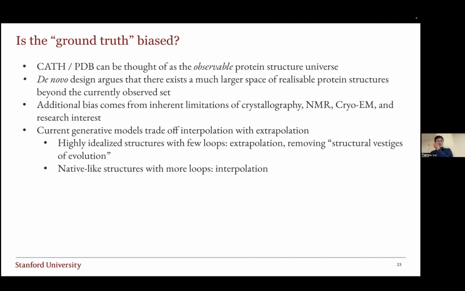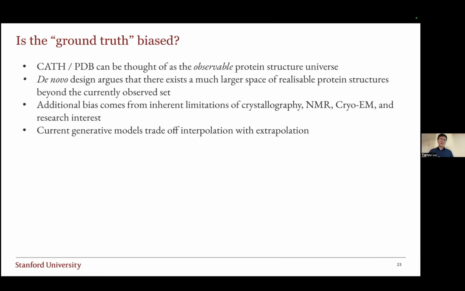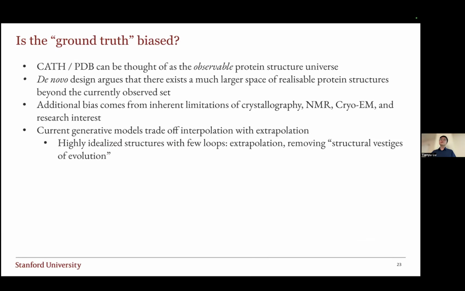So we have this kind of trade-off, and I think it's worth discussing that perhaps we don't need to cover all of the ground truth. That's the avenue that some models do strive for, like RFdiffusion, which you can think of as a highly regularized model where you have these highly idealized substructures with very few loops. Effectively, this is removing structural vestiges of evolution, where there are sequence and structural liabilities that hamper expression and yield, which is really the pain of crystallographers, and are no longer the case when you idealize by sampling from this temperature-adjusted, very peaked distribution.